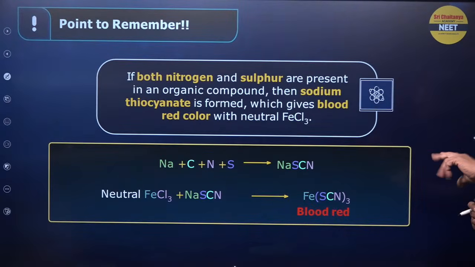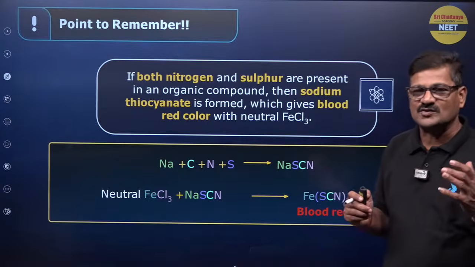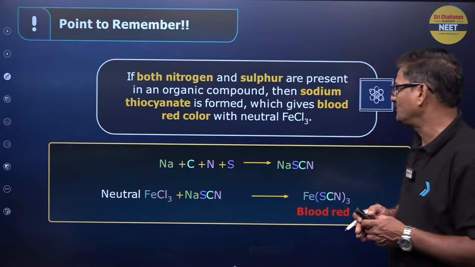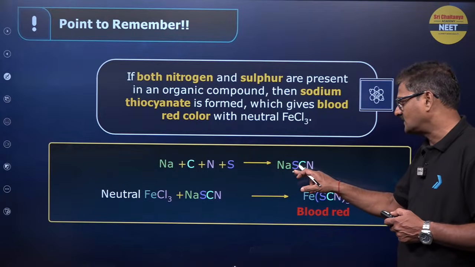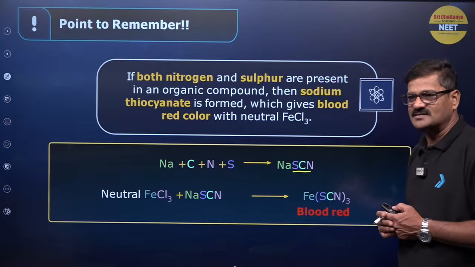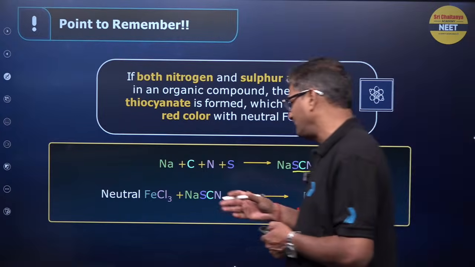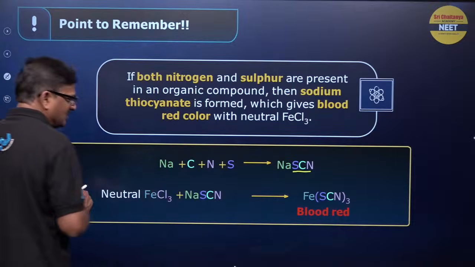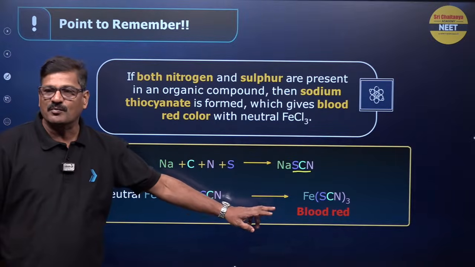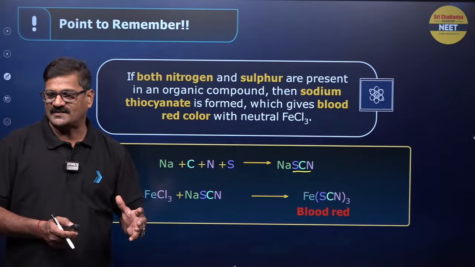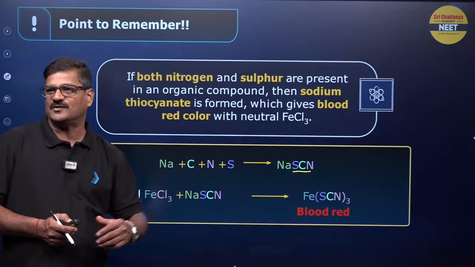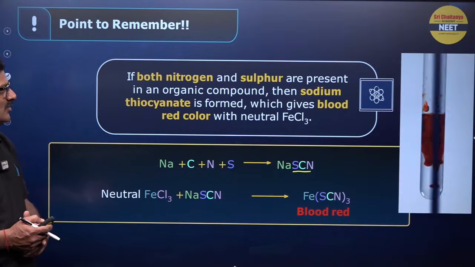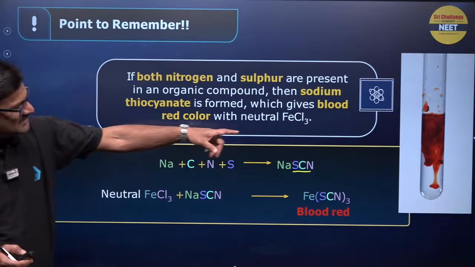Now, if both nitrogen and sulfur are present in the organic compound, it looks complicated, but it is so easy. The sodium fusion extract contains NaSCN. To that, simply neutral FeCl3 is added. So you are going to get a blood red color complex. Appearance of this blood red color indicates both sulfur and nitrogen are present. Okay, this is how this test is done.